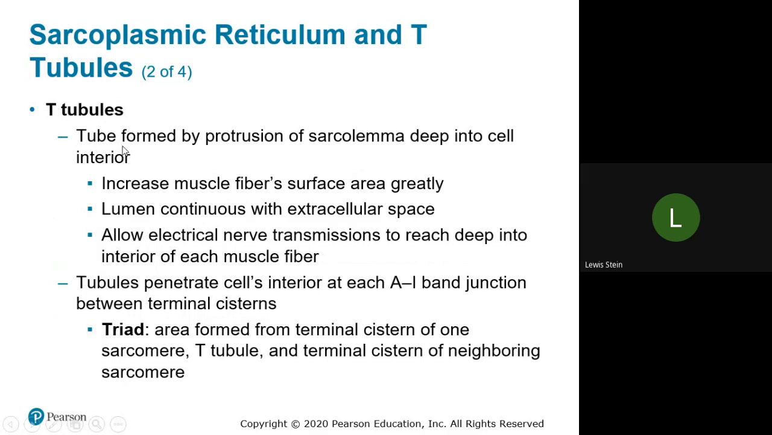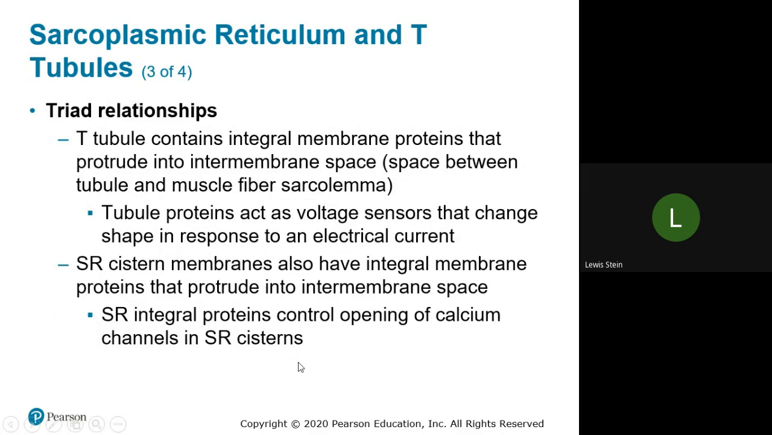The T tubules are the protrusions of the aforementioned sarcolemma, all about surface area. The lumen is continuous with the extracellular space. And so in that fashion, it allows the electrical nerve transmissions to reach deep into the interior of each muscle. You have wonderful illustrations in these animations that demonstrate that to you. The tubules penetrate the cell's interior at the A and I band, and there's the triad that I talked about.